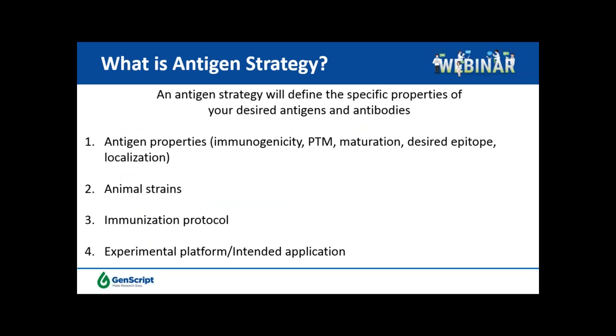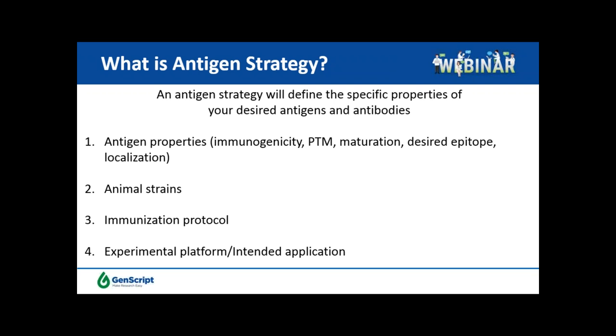So antigen strategy is not confined to the antigen itself. Typically, we will consider the following four aspects. Number one, the properties of the antigen. This includes the immunogenicity, post-translational modification, subcellular localization, and the desired epitopes. Number two, what kind of animals will be used to generate the antibodies? Mouse, rat, rabbit, etc. You need to consider which animal is most likely to give the antibodies you want, as well as determining the homology of antigen and how to break the immune tolerance, if there's any.